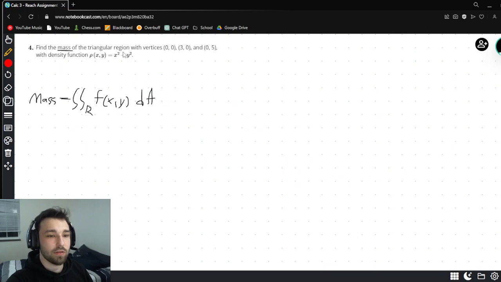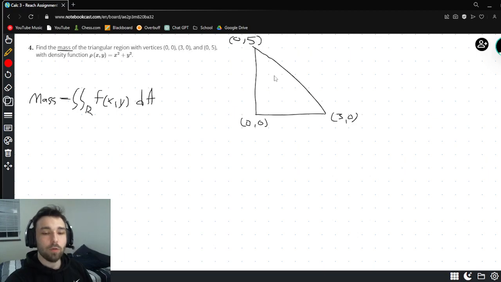Let's talk about this region of vertices. I'm going to express this as a triangle. It's going to be easy to see once I draw it out. Then I have all of our points: (0, 0), (3, 0), and then (0, 5). So now we have everything set out that the problem gives us. Now I can walk us through this part.